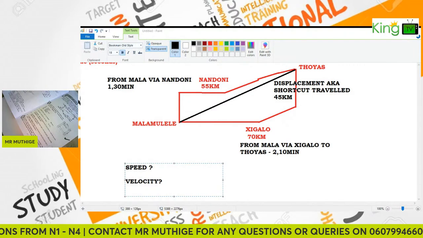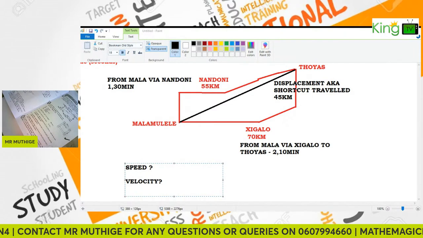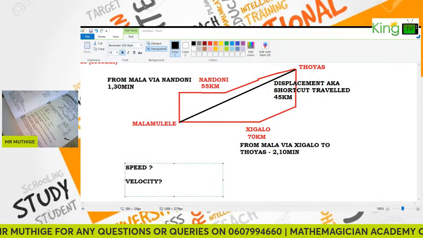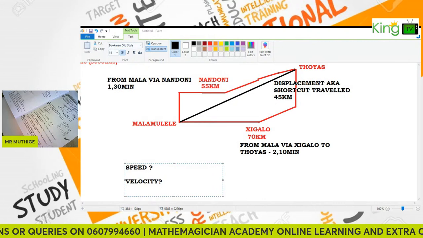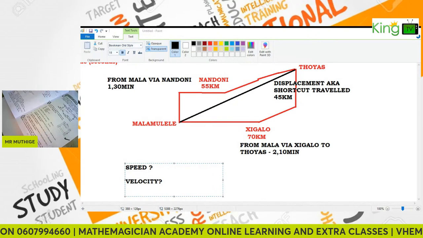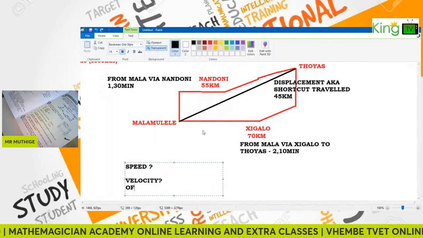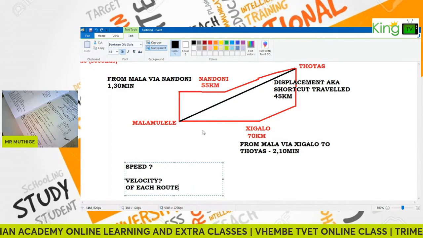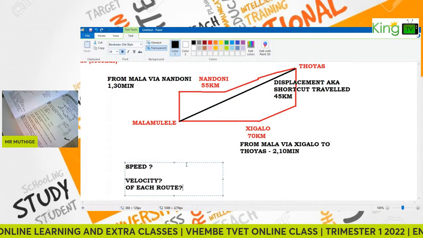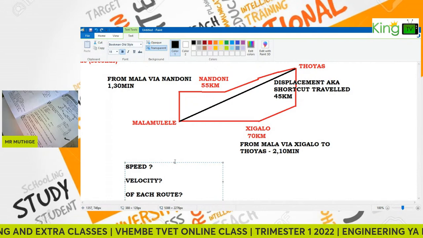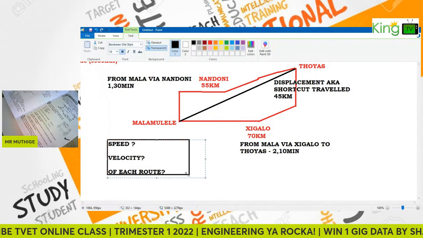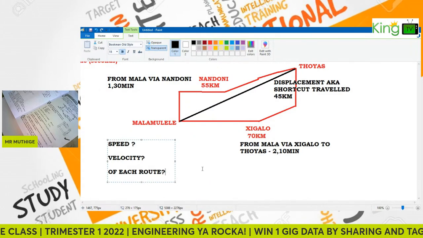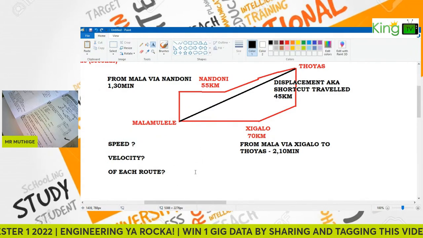This right here is just showing you the difference between speed and velocity. This stuff is being streamed on all platforms. Please go and share this content and let everybody know that we're on top of this game. What is the speed and what is the velocity of each route? Each route. Speed and velocity of each route.